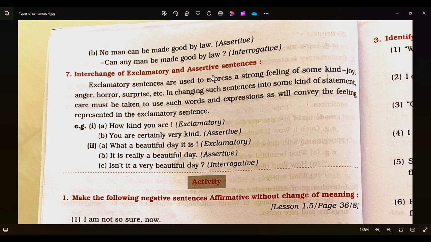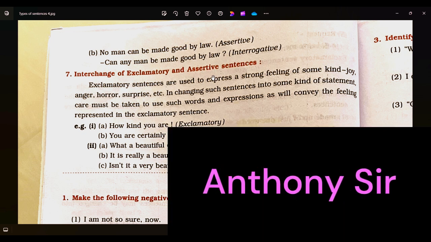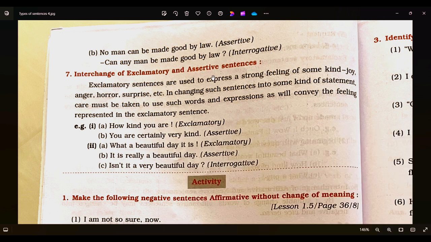Interchange of exclamatory sentence into assertive. Sometimes exclamatory sentences are there and you have to make them assertive. So what will happen? Exclamatory sentences are used to express a strong feeling of some kind of joy, anger, horror, surprise, etc. So in changing such sentences into some kind of statement, care must be taken to use such words and expressions as will convey the feeling represented in the exclamatory sentence. It means you have to explain the feeling of that sentence in the assertive sentence.